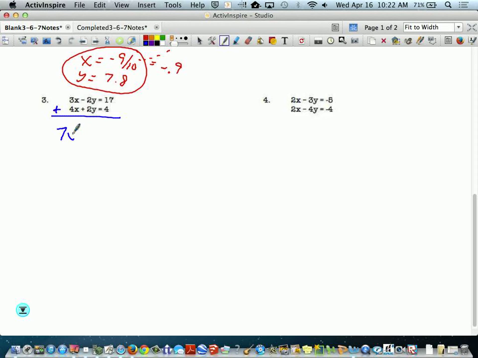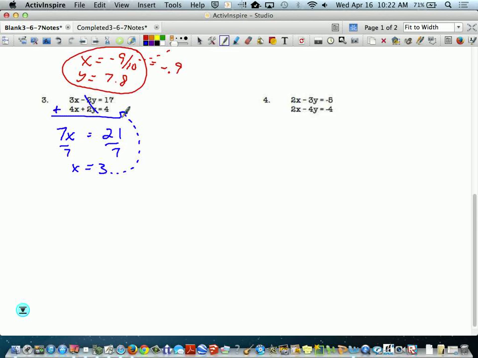I get 7x. The y's are gone, right? Negative 2y plus 2y is gone. And I'm left with 21. Divide by 7, and my x is 3. So right there is an example of why they call it linear combination. I just combined two linears. That's where it gets its name. Or I eliminated the y variable, and that's where it also gets its name. They're the same technique. So once your x is 3, you would plug it back in to either equation.